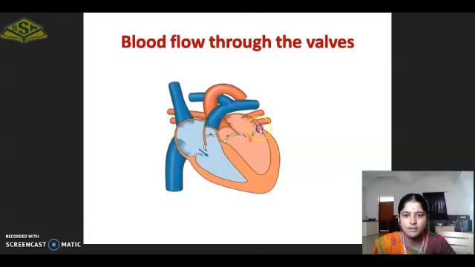So this slide shows the valves in the heart. The first one, the blue arrow mark, indicates the tricuspid valve. Second one, this orange arrow mark, indicates the bicuspid valve. Third one, here we are having half moon shaped cusps, so this valve is the pulmonary valve. And the fourth one is the aortic valve.